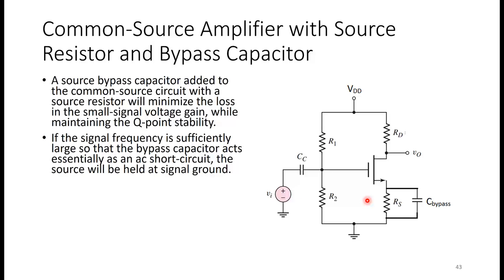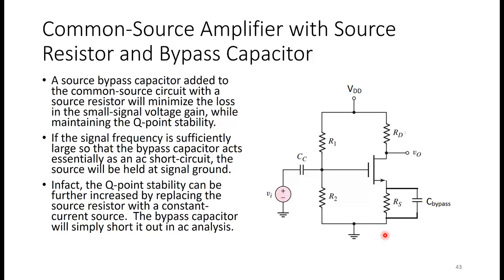So if we draw the AC equivalent circuit, RS can be removed. In fact, if you want Q point stability even more, you can replace the source resistor with a constant current source. The bypass capacitor will simply short it out in AC analysis, whatever you put here.